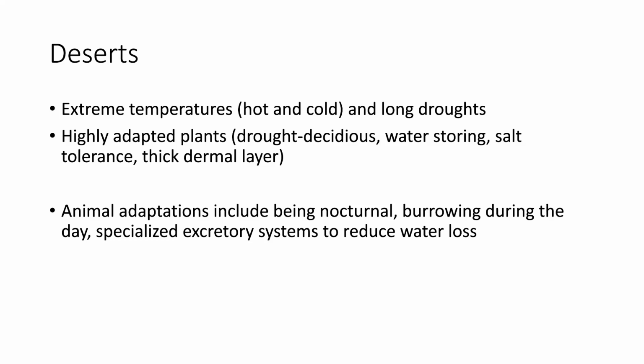And then the next terrestrial biome is going to be the desert. In this case, we're looking at even more extreme temperatures and even longer drought periods than what we see in the savanna. Because of that, we're seeing even more extremely adapted plants. These are going to be drought deciduous, meaning that in the dry periods, they're going to just drop their leaves as a way to avoid water loss.